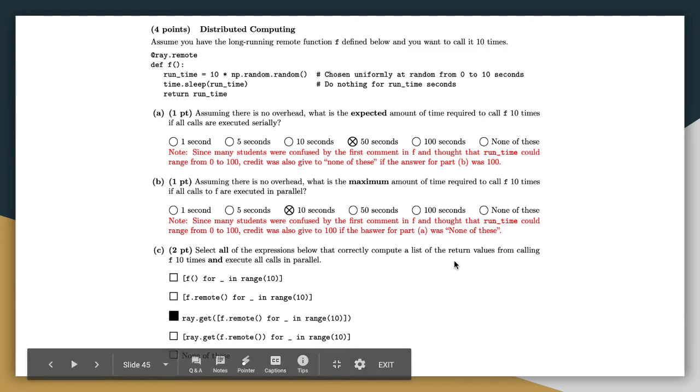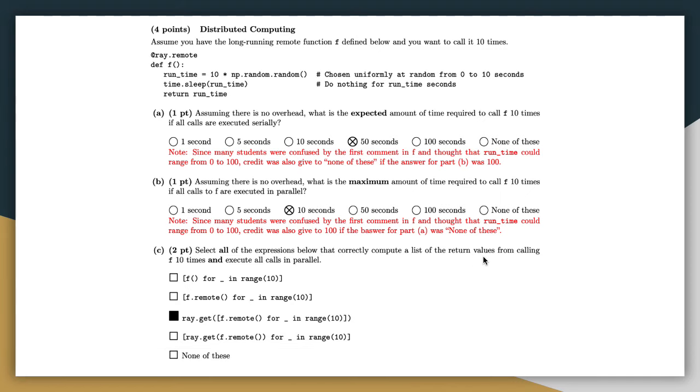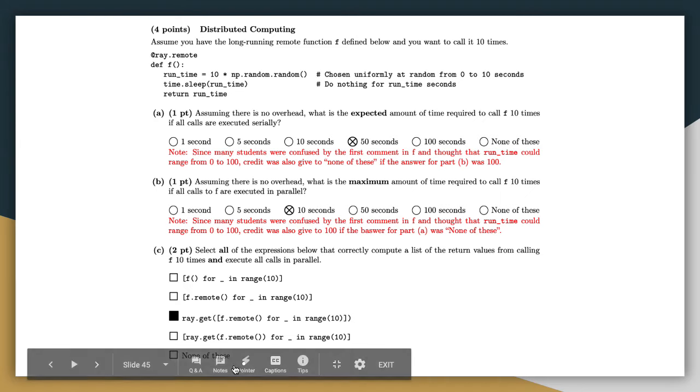If we want to compute a list of all the return values from calling f 10 times and execute all of them in parallel, we have to use the dot remote syntax, because that's what tells Ray we want to use its parallel computing. And so we want to call f.remote 10 times, which is basically saying for everything in range 10, we call f.remote. That calls remote 10 times.